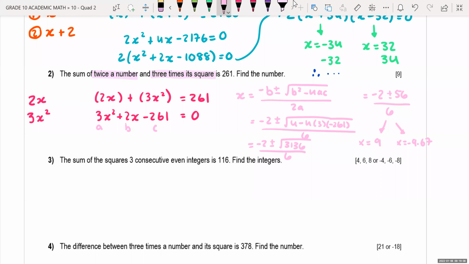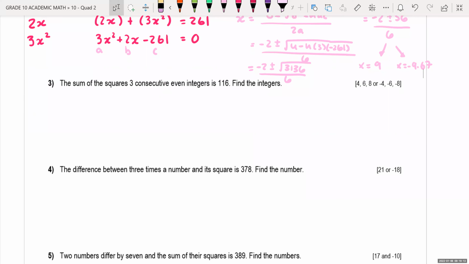Perfect. All right, we're just zooming through this. Question number 3 says the sum of the squares of 3 consecutive even integers is 116. Honestly, I'm not going to do this question because this is exactly like the one that we did when we did our practice. All I'll show you is the setup.